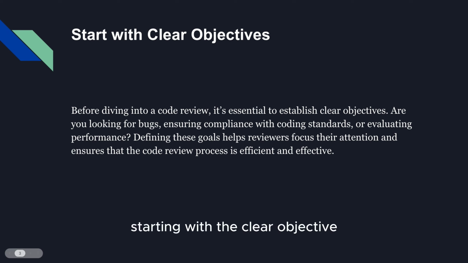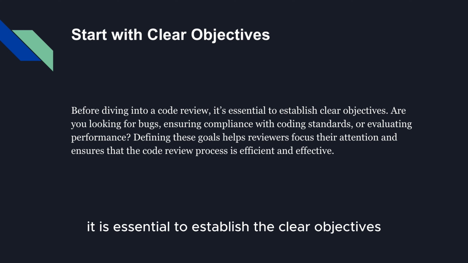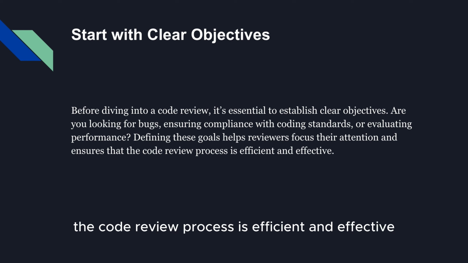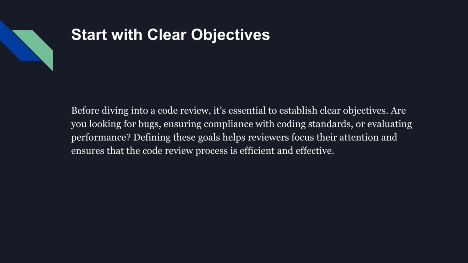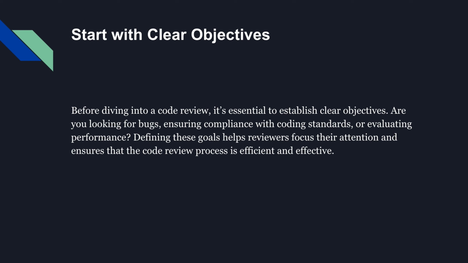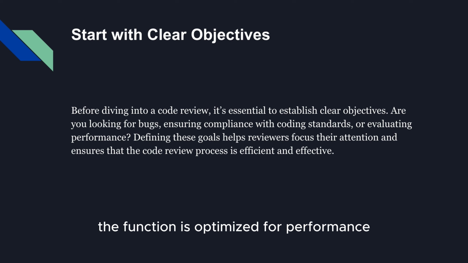Starting with clear objectives. Before diving into the code review, it is essential to establish clear objectives. Are you looking for bugs, ensuring compliance with coding standards, or evaluating performance? Defining these goals helps reviewers focus their attention and ensures that the code review process is efficient and effective. For example, suppose you are reviewing a C# function that calculates Fibonacci numbers. Your objective might be to ensure that the function is optimized for performance while maintaining readability.